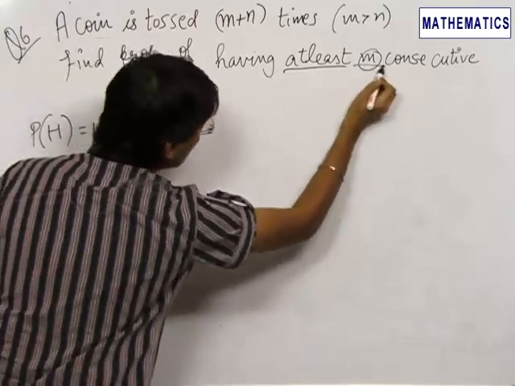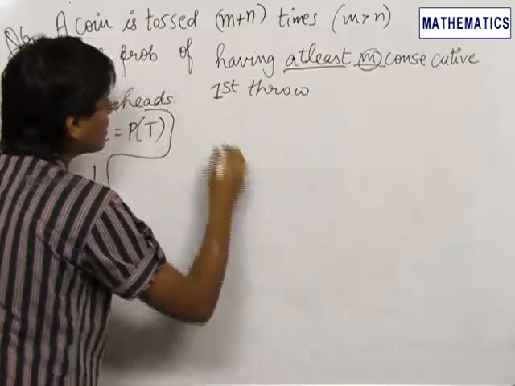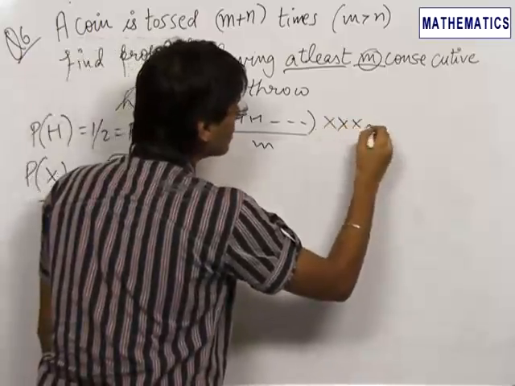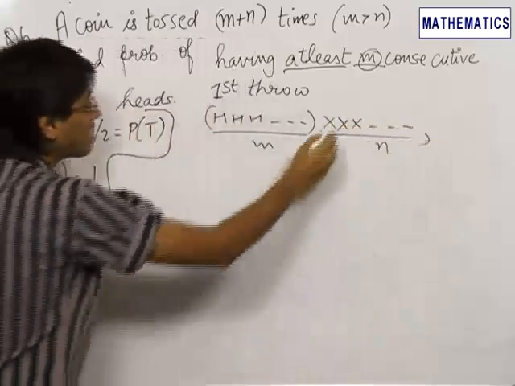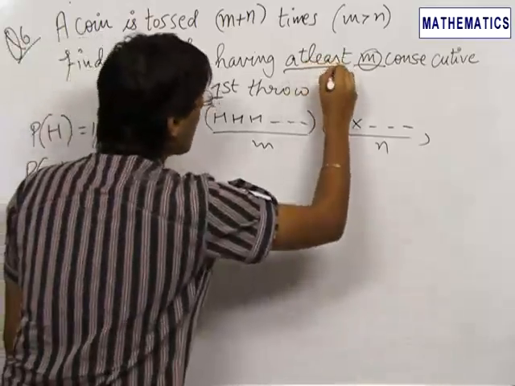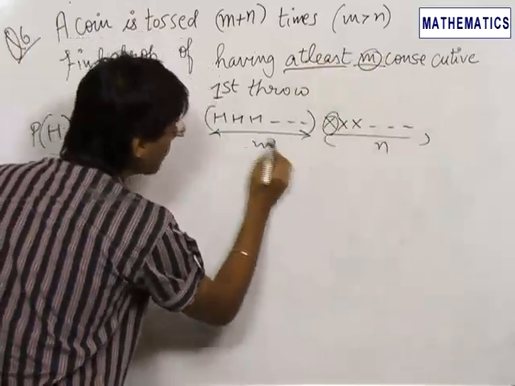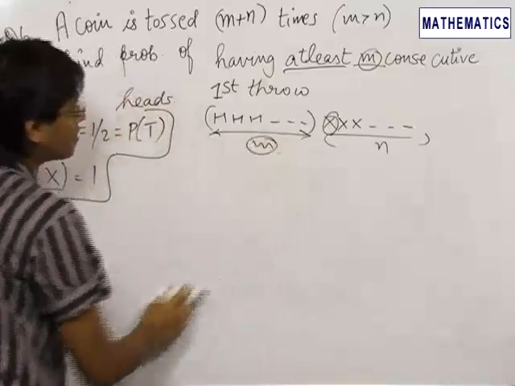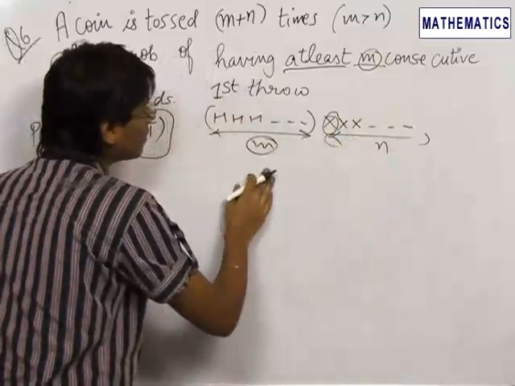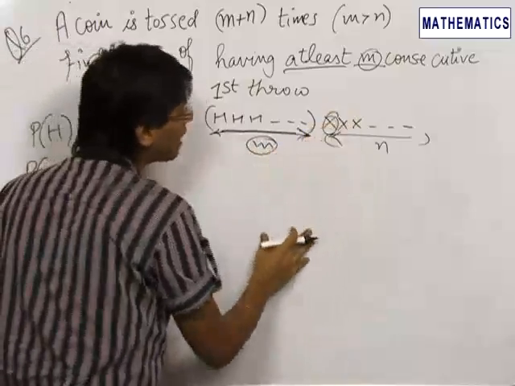Now if the series of m consecutive heads starts from the first throw, then we have head m times, and then x for the remaining n. This x can either be a head or a tail. We need at least m consecutive heads, so we have assigned heads in the first m tosses, and then we could have either a head or a tail. If there are more heads, it makes more than m consecutive heads, but we need at least m heads, so our case is satisfied. Or we could have a tail over here.